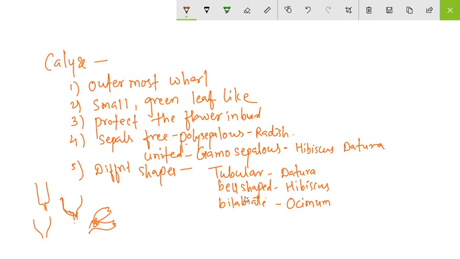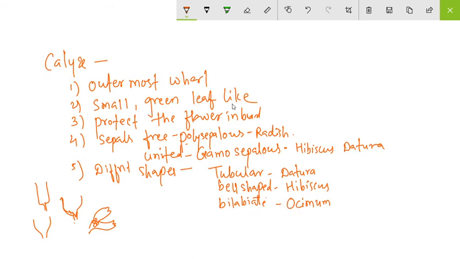Okay, so these are the different shapes of the calyx in Datura. Okay, then on the basis of calyx, it is the outermost, small, green, leafy-like structure. It protects the flower in bud condition. When the sepals are free, then it is polysepalous. When they are united, then they are gamosepalous. Okay, different shapes like tubular, tube-like in Datura, bell shape in hibiscus, bilabiate in Ocimum.